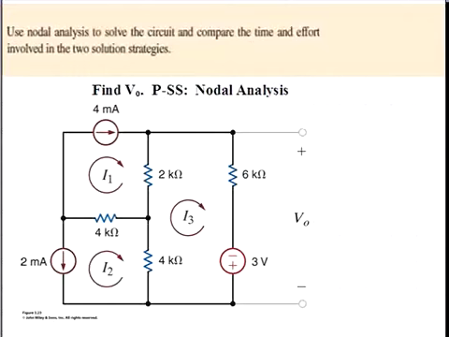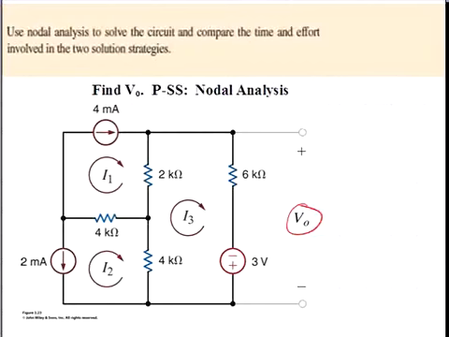This is Learning Assessment Problem 3.21. In this problem, we are to apply nodal analysis to analyze the circuit of example 3.15. The goal of that problem is to determine the voltage V sub O.